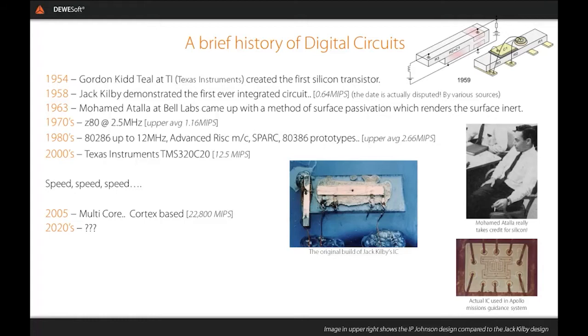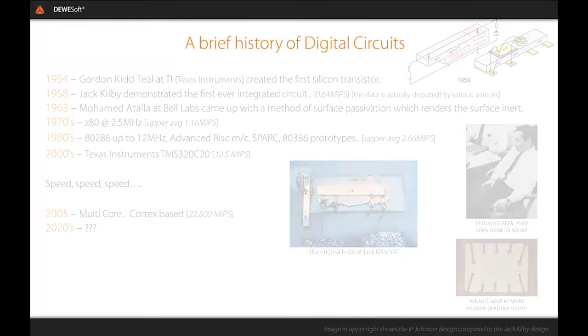Now, as you can see, it really started in the 50s with Gordon Kidd Teal at Texas Instruments. Then between Jack Kilby's first IC and Mohammed Atalah's passivation process, it went in huge steps, and today we of course all know about the multi-core processors and probably have a monster machine at home for our games. The image in the lower right may be of interest, as it was actually an early IC that was used in the Apollo space missions, and it was actually part of their guidance systems.